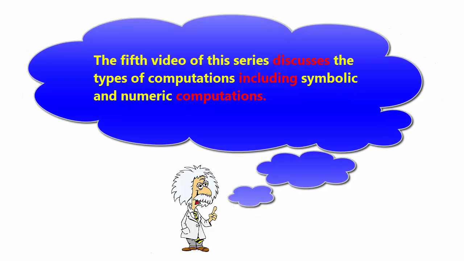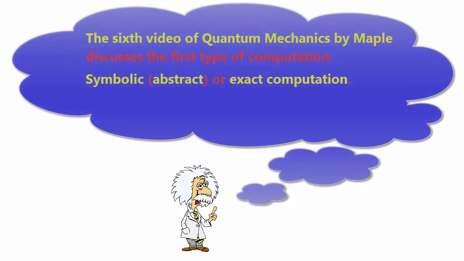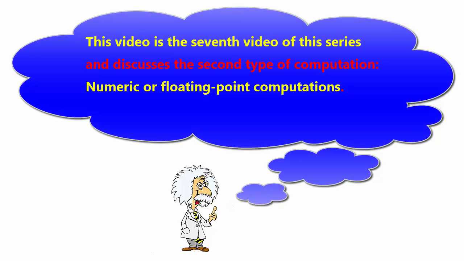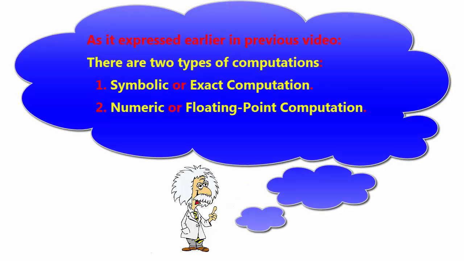The fifth video of this series discusses the types of computations, including symbolic and numeric computations. The sixth video of Quantum Mechanics by Maple discusses the first type of computation, symbolic, abstract, or exact computation. This video is the seventh video of this series and discusses the second type of computation, numeric, or floating point computation. As expressed earlier in a previous video, there are two types of computations.